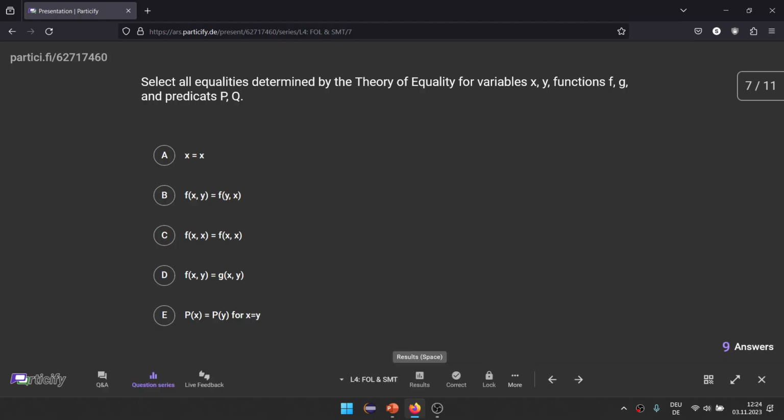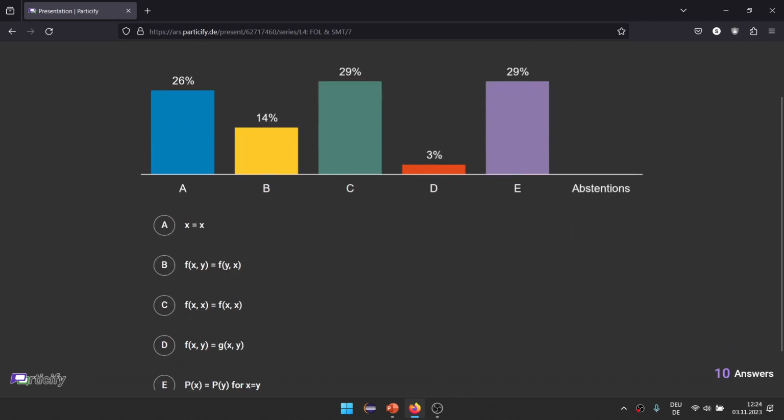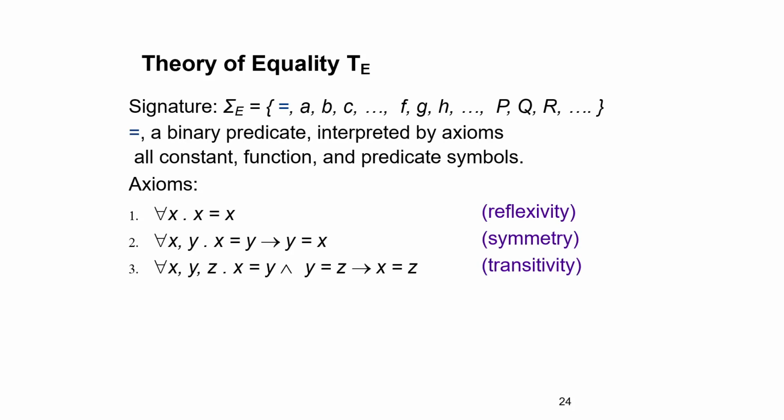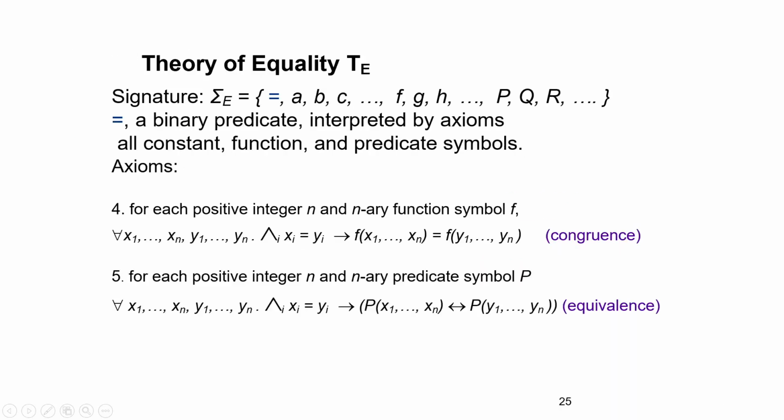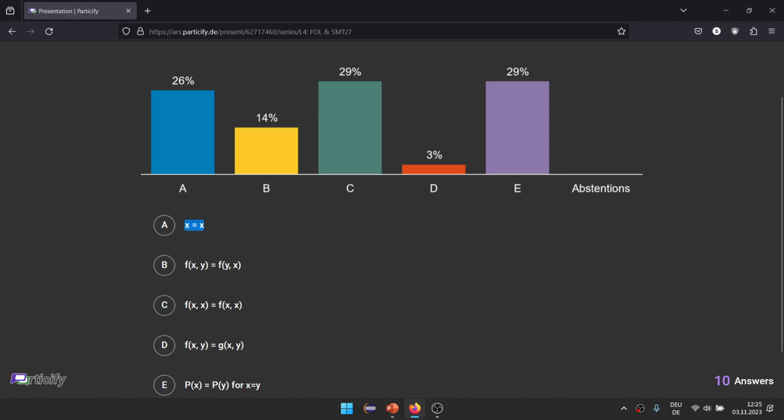Okay, so let's have a look. The first one, that's determined by the theory of equality, and that's the reflexivity, right? So reflexivity gives the answer to the first one.